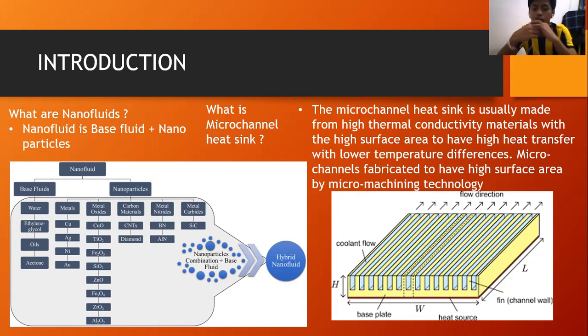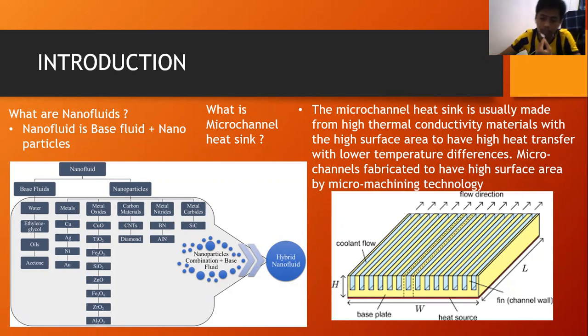So next, we go to what is a microchannel heat sink. The microchannel heat sink is usually made from high thermal conductivity material with a high surface area, to have high heat transfer with a lower temperature difference. Microchannels are fabricated to have a high surface area by micro machining technology.